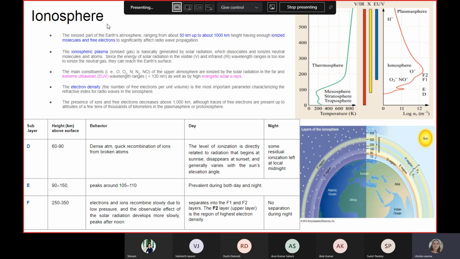So far we have seen the delay in the propagation of the signal caused by the troposphere. The troposphere is closer to the Earth's surface, while the ionosphere is the first layer of the atmosphere that is encountered by the signal when it comes from the satellite. So when the signal comes from the satellite, it travels through the ionosphere, then it will go through the atmosphere.